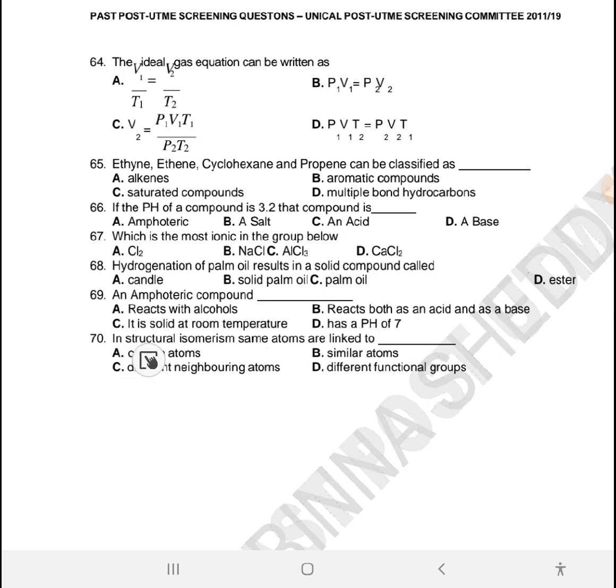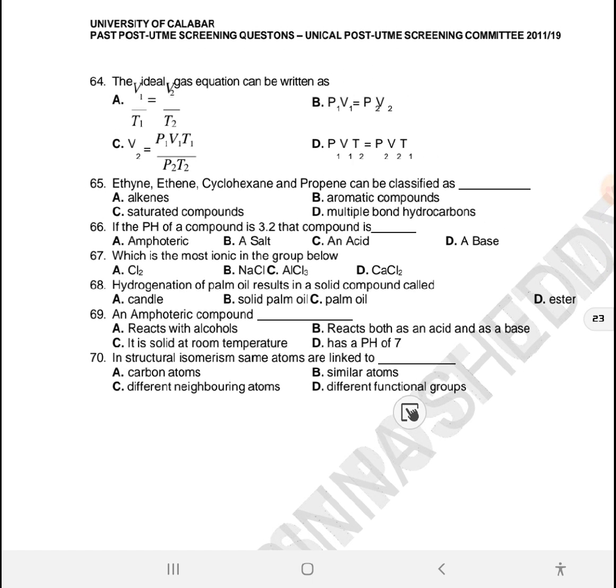70. In structural isomerism, same atoms are linked to different neighboring atoms. This will be our pack for this series. We'll go over this again to touch some certain parts, and the calculation part will be treated separately and delivered.